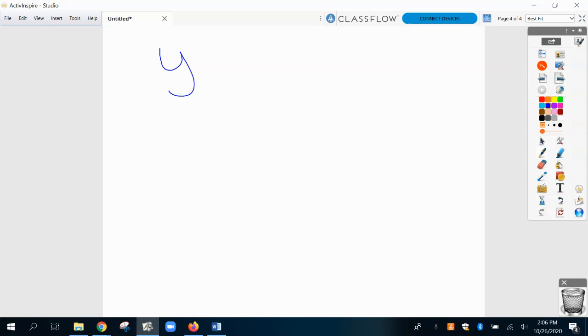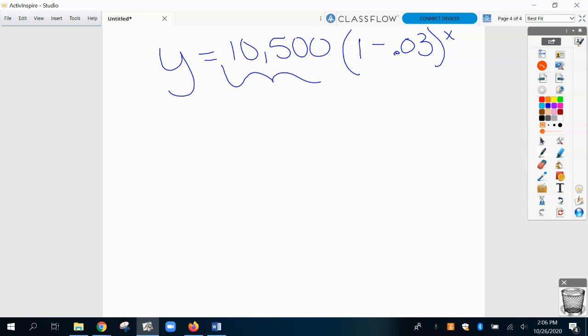But let's say something's getting smaller, and we have 10,500, and then 1 minus 0.03 to the x. Okay, so this is telling us that our original amount is 10,500. And our rate, again, while we see that 0.03, we're going to multiply that times 100, and our rate will be 3%.